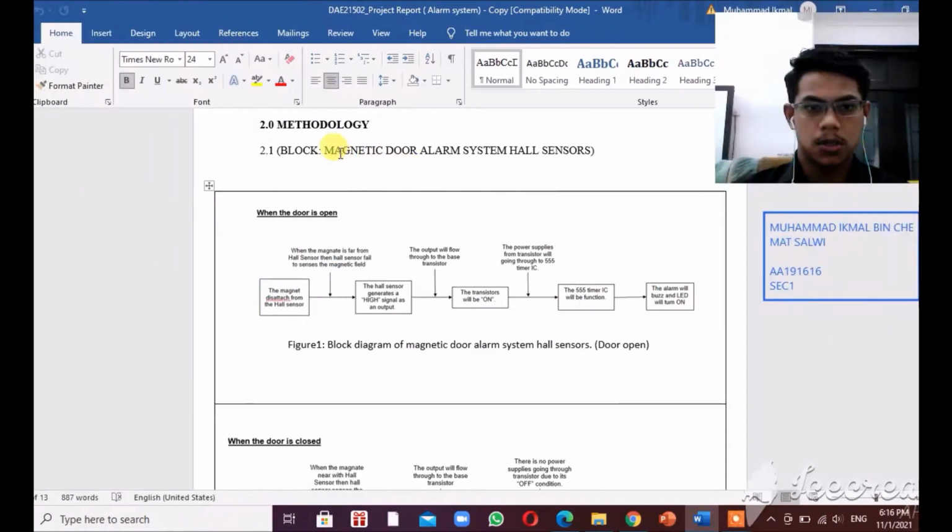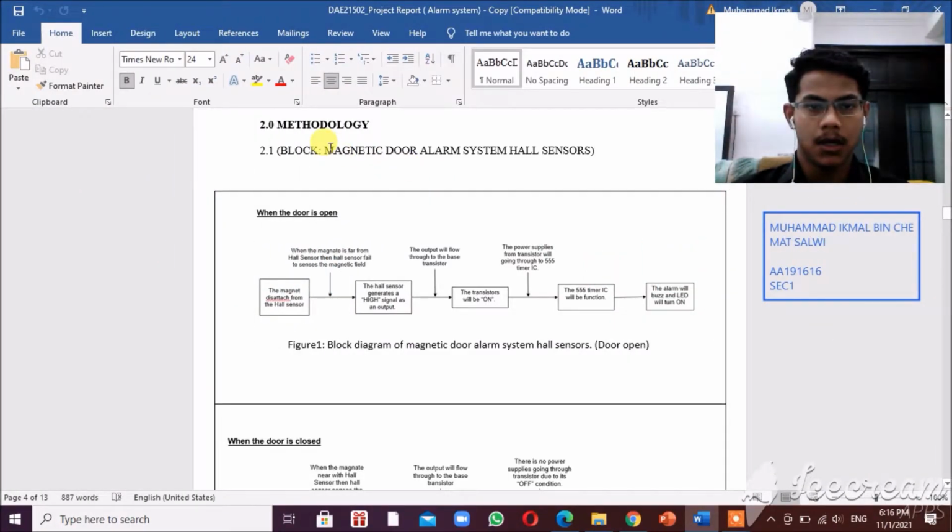So I will continue with the methodology of the project, using a block diagram for the magnetic door alarm system using a Hall sensor. Before we start, what is a Hall sensor? A Hall sensor is a device that can detect the presence of a magnet based on its polarity, and it is also a transistor that generates an output signal based on the presence of a magnet if the magnet is near.